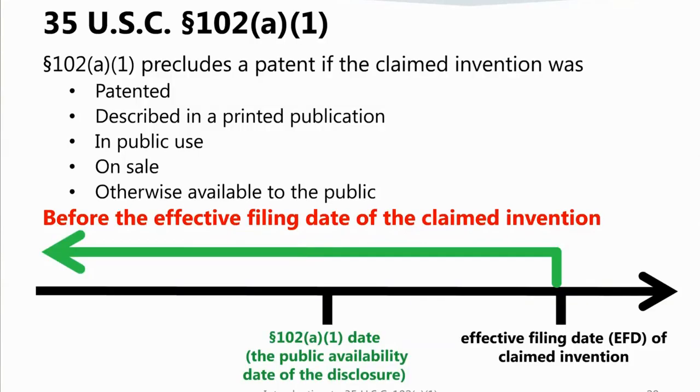So we've seen this slide before. For reinforcement, I'm going to repeat what I said before. Section 102(a)(1) precludes patentability of a claimed invention when the claimed invention was patented, described in a printed publication, or in public use, on sale, or otherwise available to the public before the effective filing date of the claimed invention. In the next set of slides, we will discuss the meaning of the effective filing date of the claimed invention.